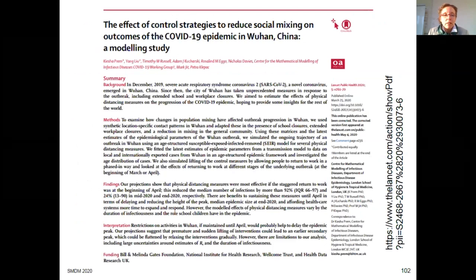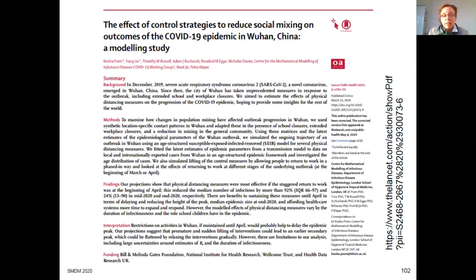And then a nice publication that I found in Lancet: the effect of control strategies to reduce social mixing on outcomes of COVID-19 epidemics in Wuhan, China, a modeling study. In this example, and also in the previous example with the contact tracing, of course, we do care about the interactions between the individuals and the spread of the disease. And this is one important reason to go for an agent-based model.